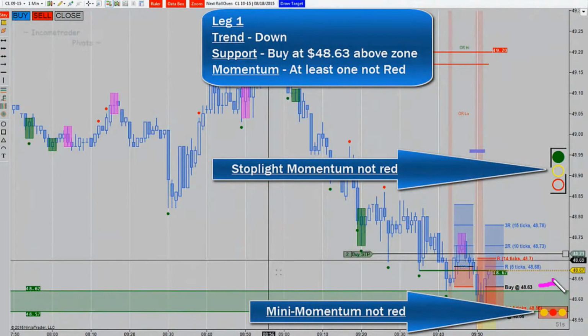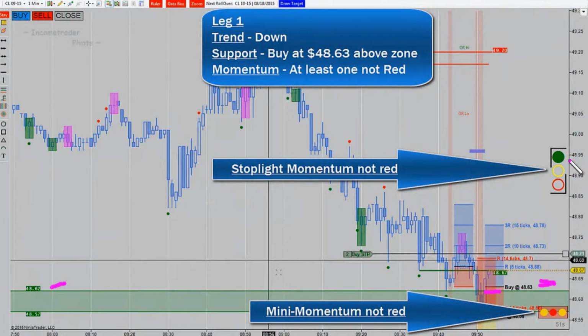Support is at 48.62. And at that point, if we close above 48.62, this is going to become support, which then we would look to buy a tick above at 48.63.